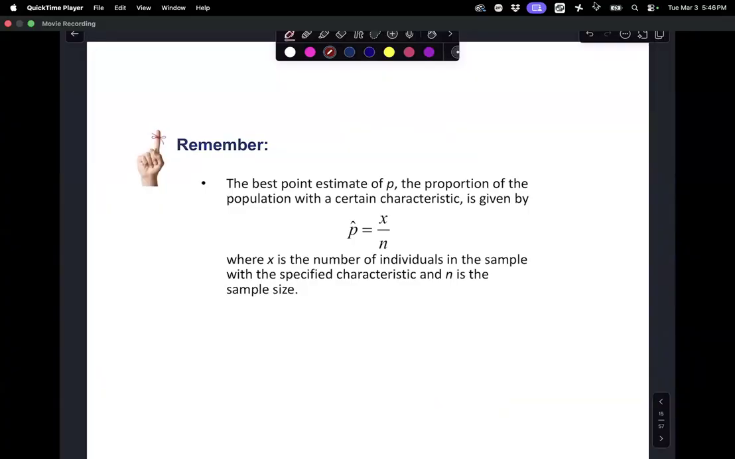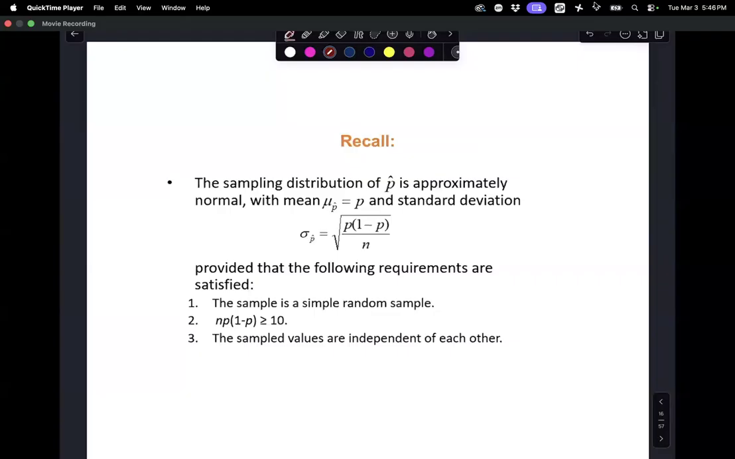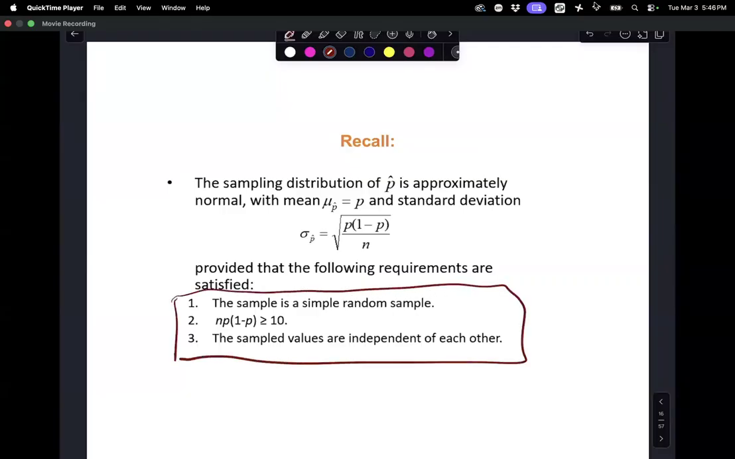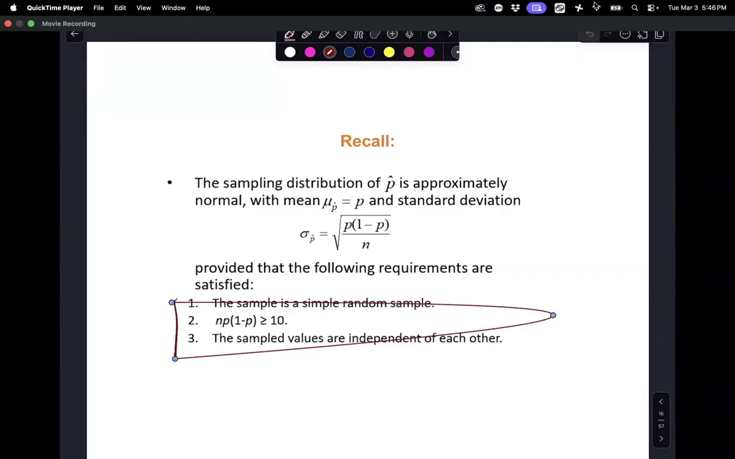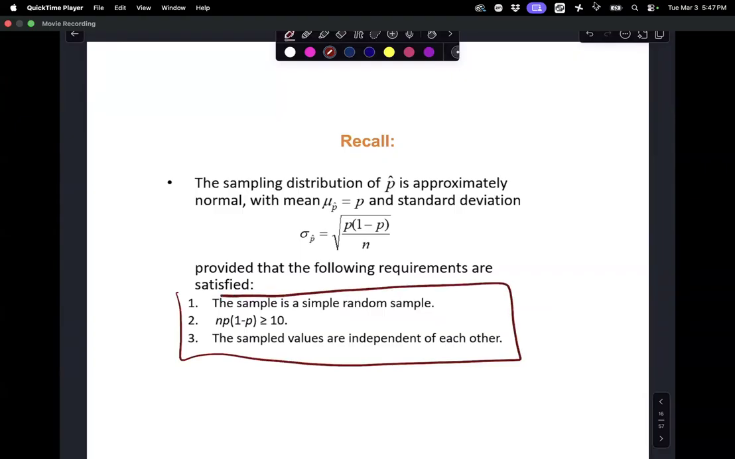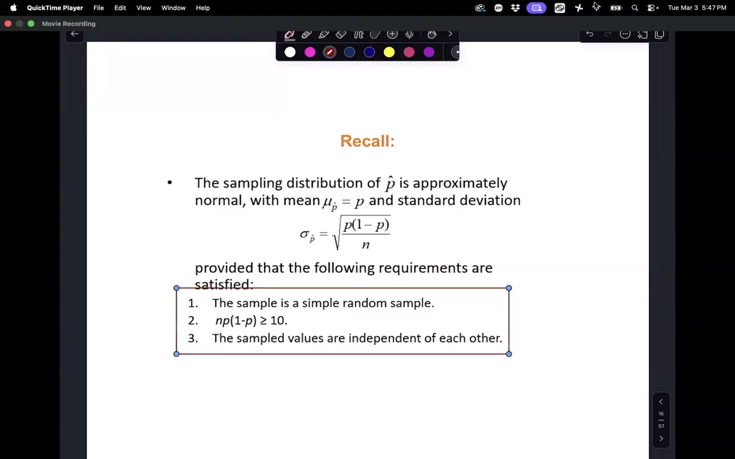First, I want you to remember what a p-hat is. To calculate the p-hat, you take the number of individuals with a certain characteristic and divide it by the sample size. Just a reminder, we've been doing this for a while. Also to recall, these are the things that we need to test before we can do any of our math.